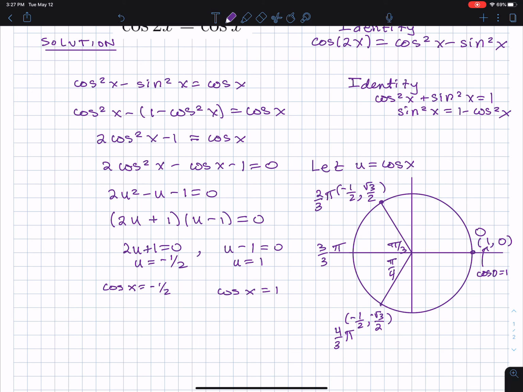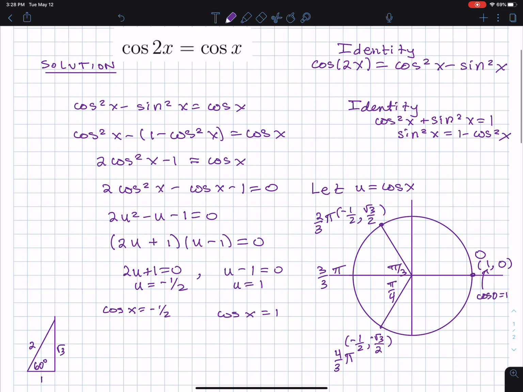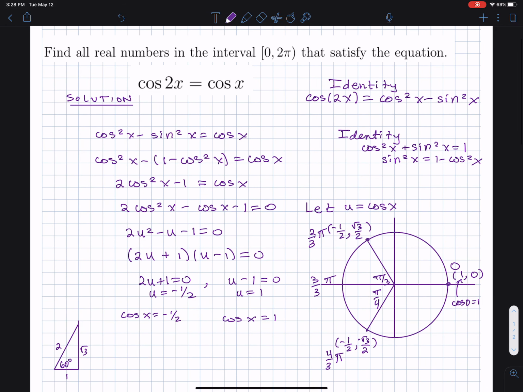So by the way, you can also draw a little reference triangle where you have the adjacent for cosine is 1, hypotenuse 2, and root 3, and then you get this is 60 degrees. But we want to write our answer in terms of radians because we're looking between 0 and 2 pi. So our answers are then, just as we see over here, 0, 2/3 pi, and 4/3 pi.